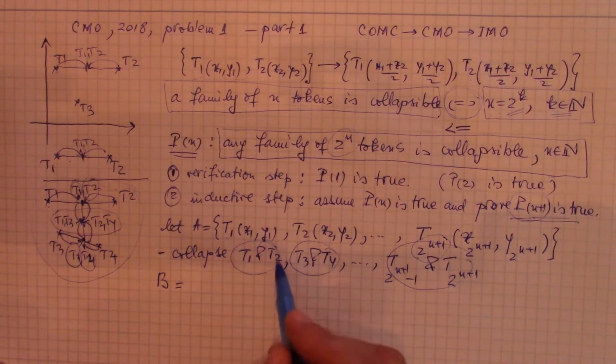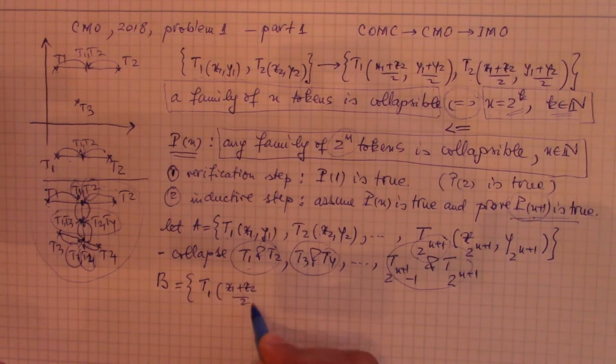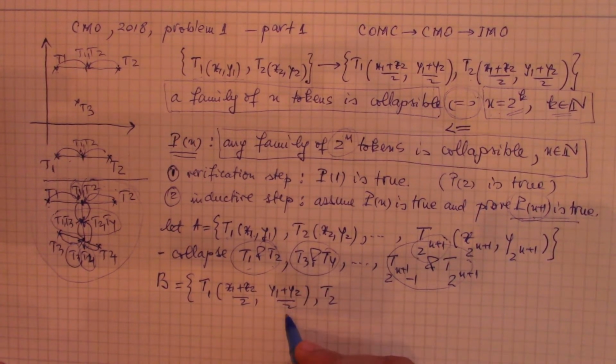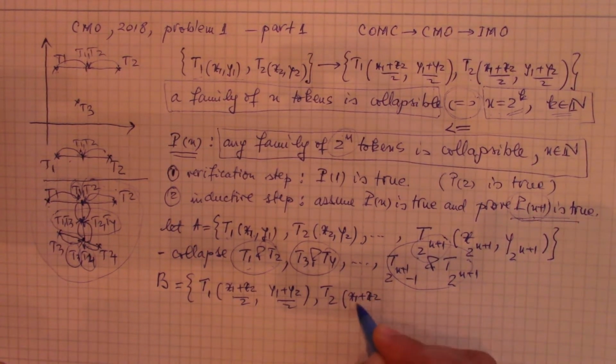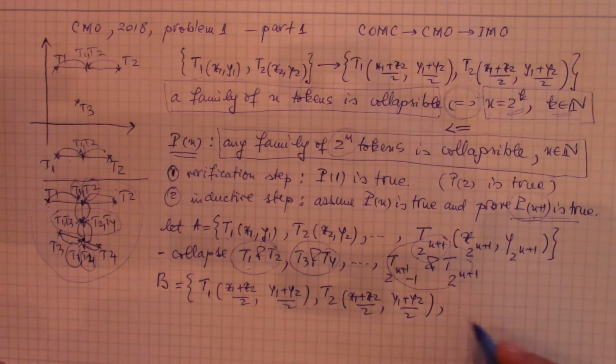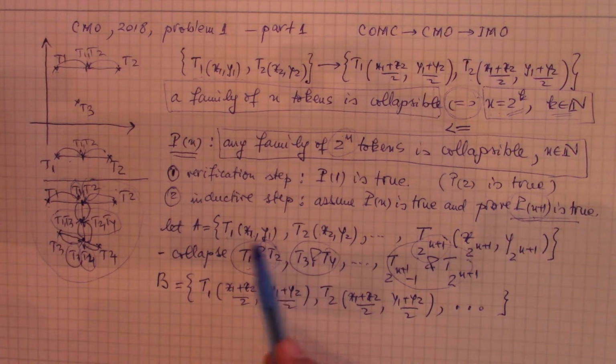Now T1, just because of this collapsing, is going to have coordinates x1 plus x2 over 2, y1 plus y2 over 2. And T2 is going to have the exact same coordinates, x1 plus x2 over 2, y1 plus y2 over 2, right? Then T3 and T4 will have their own coordinates, but I hope we get the idea. Sure, if this were to be a real proof, it's probably a good idea to write more, but I'm restricted to using a limited amount of space. But our original family becomes this family once we collapse pairs of tokens.